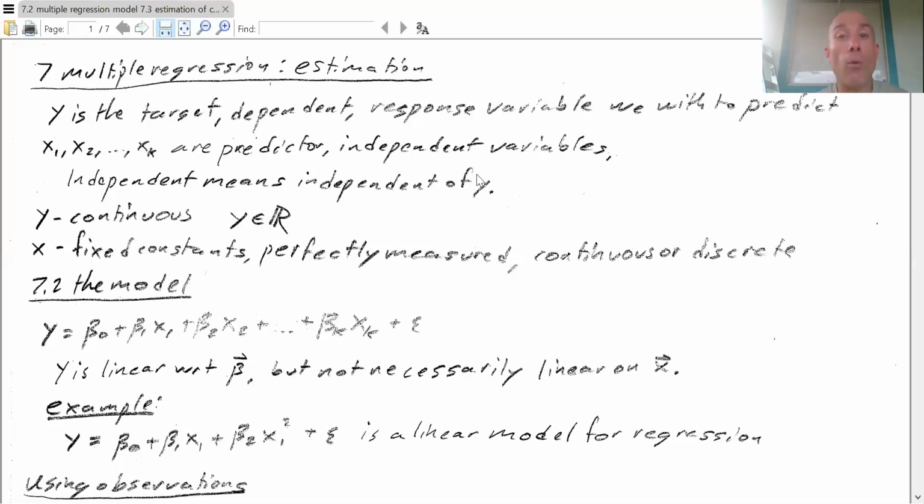Okay, so now what is our model? Our model is going to be a degree 1 polynomial. So here I've got the intercept, our first predictor variable, second predictor variable, and so on down the line. Each predictor variable gets multiplied by its own coefficient. And then we get an error term, an epsilon term, a random term, however you want to look at it. Something we need to say about this is that y is linear with respect to the coefficients, but it may or may not be linear with respect to the x's.